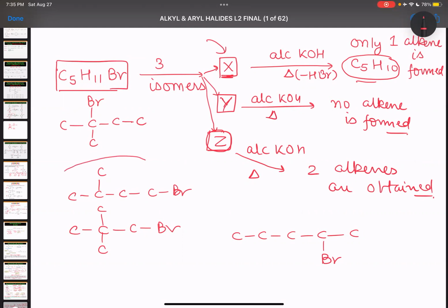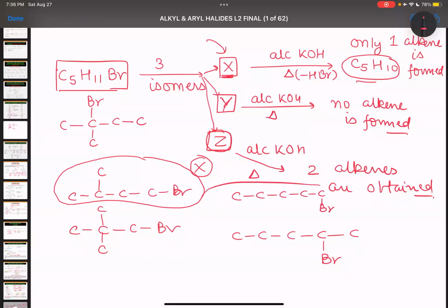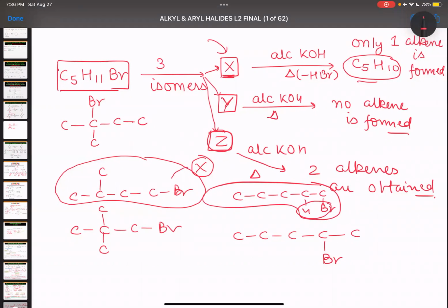Yes, X can be this one, correct. Good. Or X can have one more structure, one bromopentane. That could also be the answer, because if you have bromine at the end, you do not have any choice. You can remove hydrogen only from this side. That's it. So X can have this structure or this structure.